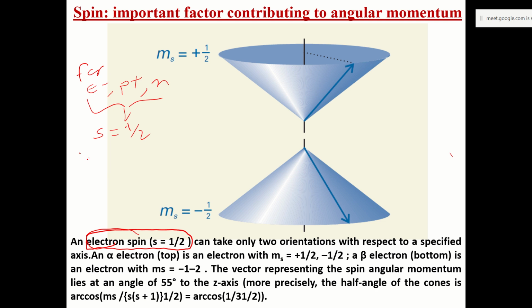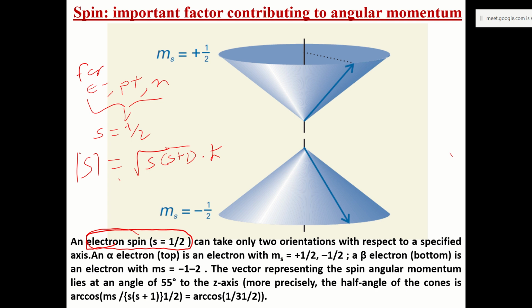Or the magnitude is equal to what? Under root s into s plus 1, h cross, right? So that you can calculate very easily. आप इसको substitute कर दीजिए values, half plus 1 into half, so 1.5 into 0.5, something like that. And take the under root, so it will come out to be 0.86, something like that. Okay, h cross.